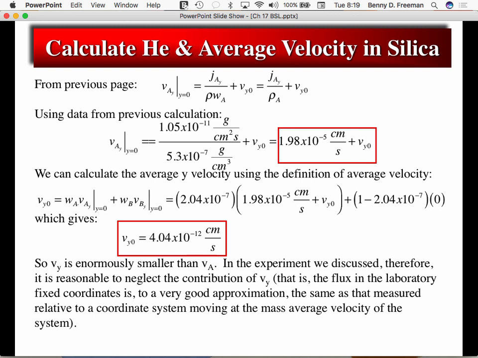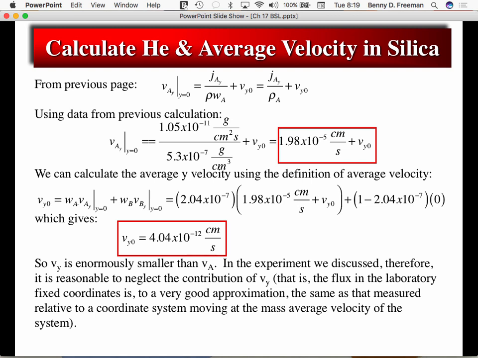However, it is important to know that if you are moving a component through that glass plate, even though the glass plate isn't moving, the center of mass of that system does move a little bit based upon the velocity, the mass fraction of helium and the velocity of helium.